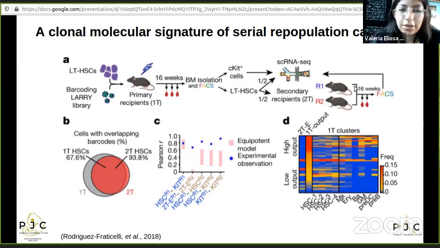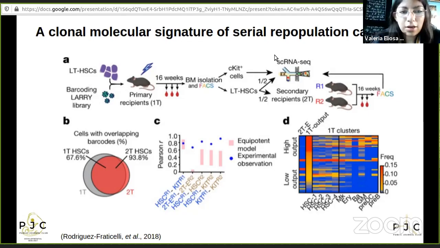After 6 months, they isolated the cells again, and these clones are named 2T clones, and analyzed them again by RNA-seq. So they found that most of the hematopoietic stem cells originated in the first transplant were actually present in the second transplant.